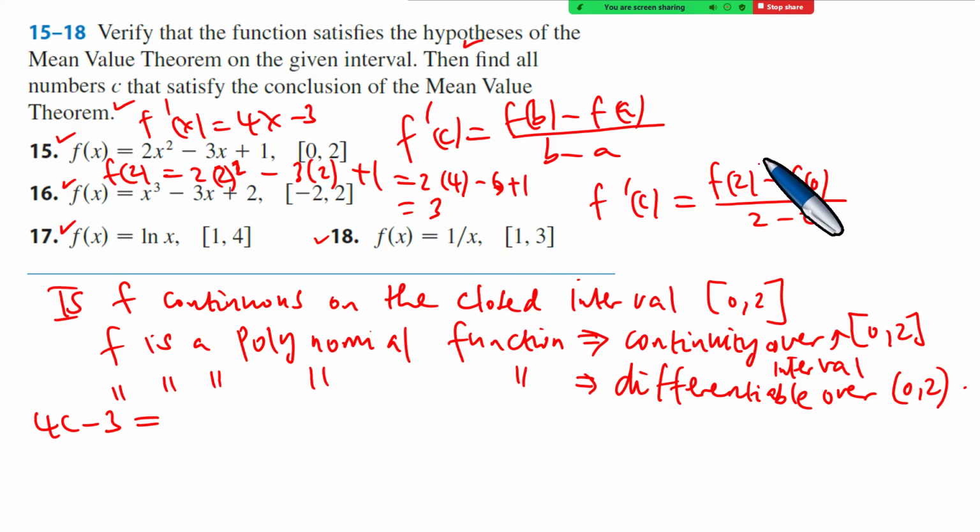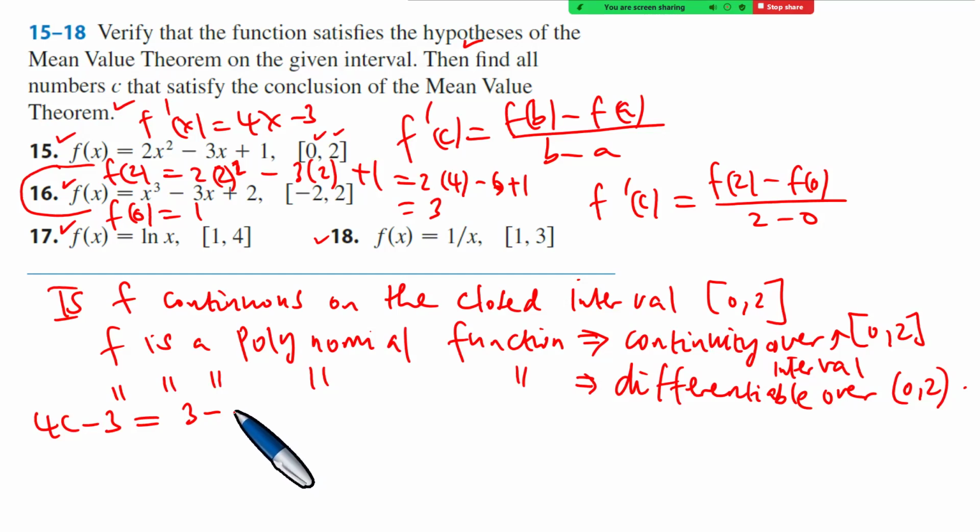So here you're going to put 3 minus f of 0. f of 0 is clearly a 1. So in other words, in number 15, we can see that f of 0 equals 1. So we have f of 2 equals 3, and f of 0 itself is 1.